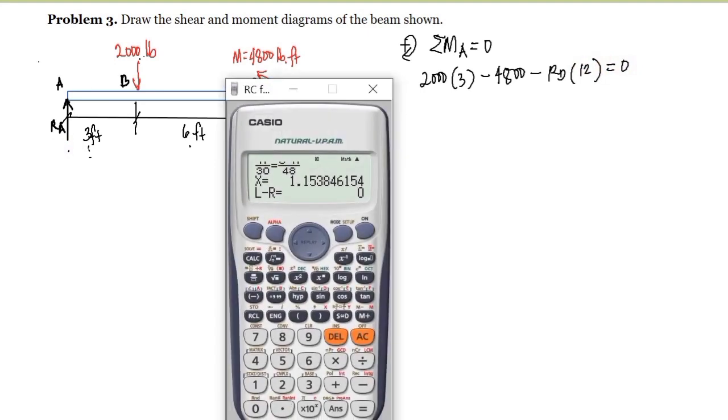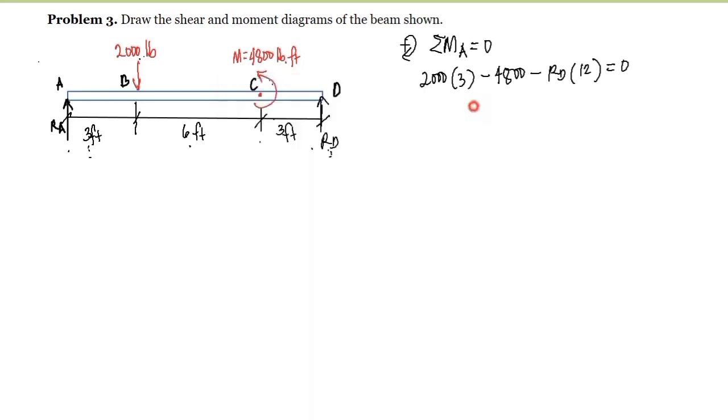So computing for the value of RD, we have 2000 times 3 minus 4,800 minus 12RD, and this is equal to 0. Shift solve equals, we have here 100 pounds. So RD is equal to 100 pounds. Since a positive answer came out, it means the assumption that RD is directed upward is correct.